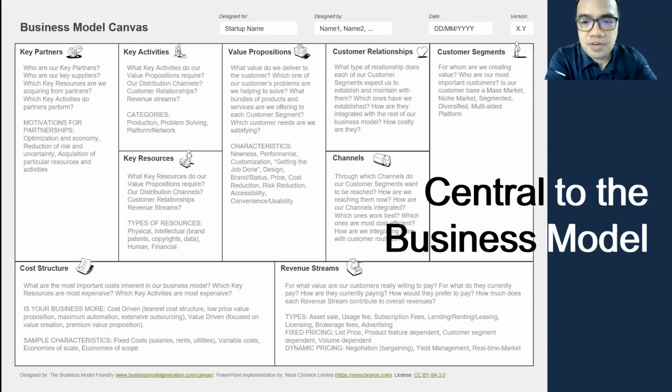How would they prefer to pay? How much does each revenue stream contribute to overall revenues? Are you going to pay in cash? For example, in Lazada and Shopee, this is where the topic will focus now. Lazada took off really because a lot of people don't have credit cards. They don't do online transactions.